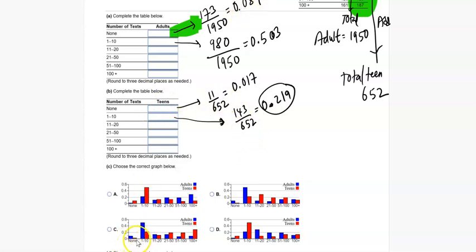And for the red one, which is the teen relative frequency, it is going to be 0.017. It's pretty close to 0.02, which is going to be this. So if you find the relative frequency of each number of texts and match your table with the graph, this must be the right answer, C.